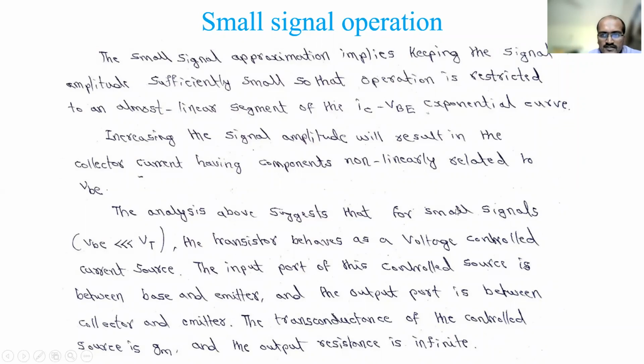The analysis above suggests that for small signals, where the VBE value is much smaller than the VT value, the transistor behaves as a voltage controlled current source. Last time we defined 4 dependent sources, right? Voltage controlled current source, current controlled current source, voltage controlled voltage source, and current controlled voltage source. This will be explained in the model.